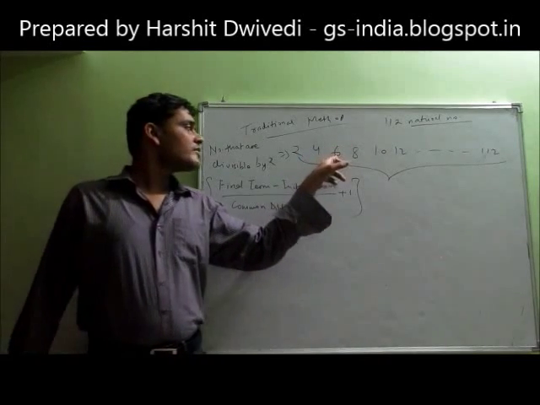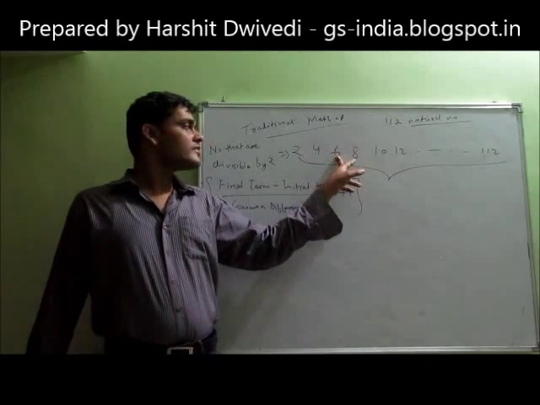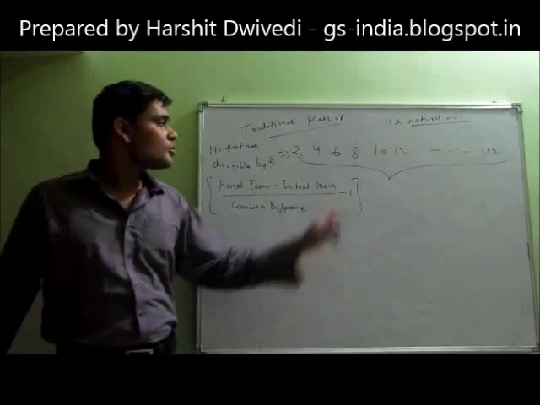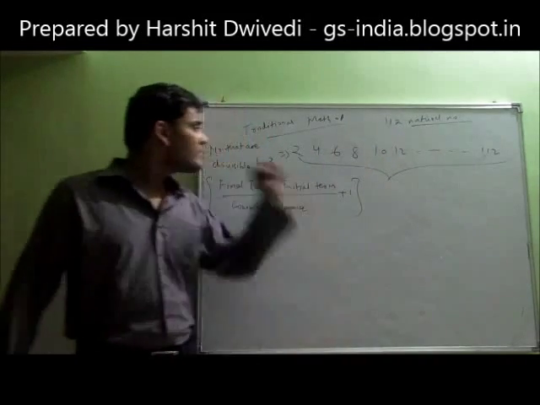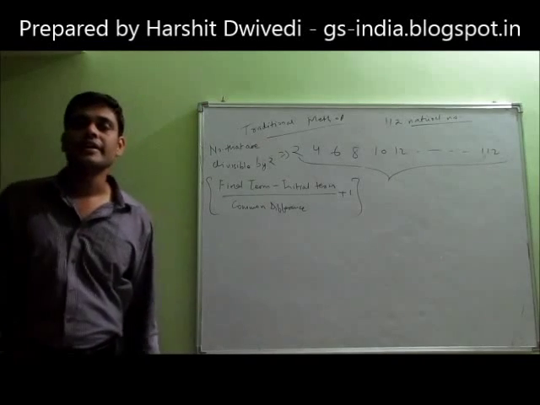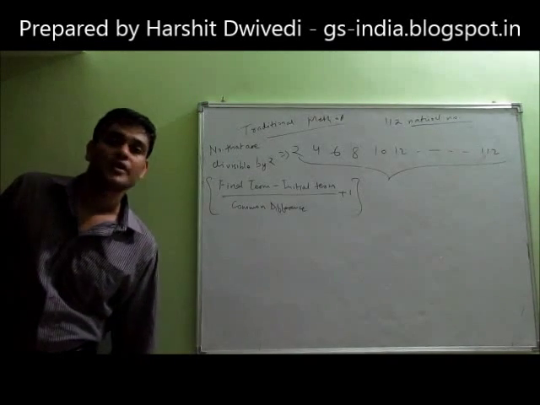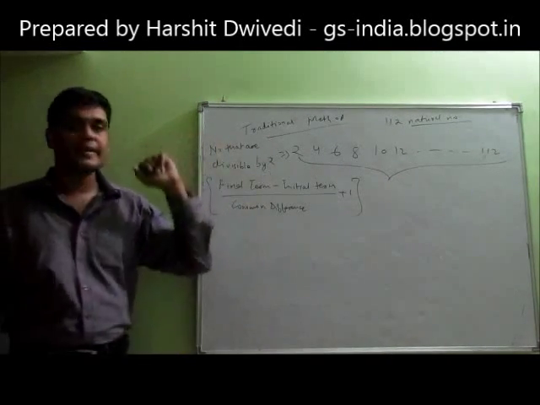4. How much is the increase? 2 is the increase. 6 is found. 6, what is the next number? 8. How much is the increase? Plus 2 is the increase. And so on. Plus 2, plus 2, plus 2, plus 2. So in this series, each consecutive number is increasing by a constant quantity, that is 2. So this is an arithmetic progression.